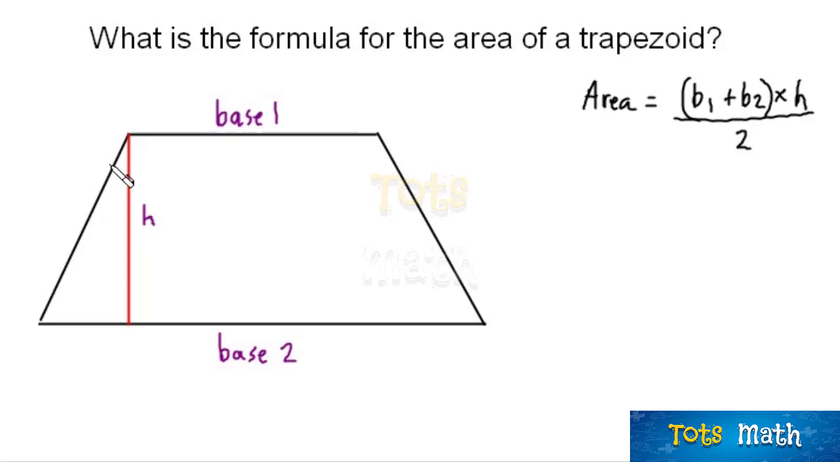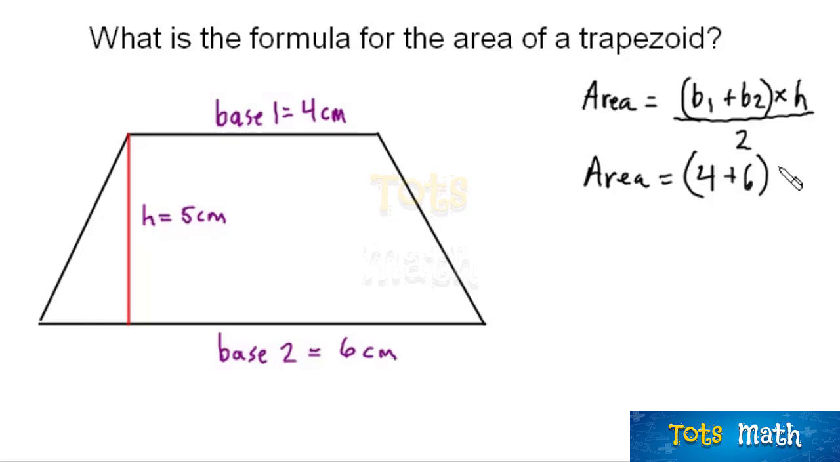So let's add some numbers to our trapezoid. We can say that the longer base is 6 centimeters, and the shorter base is 4 centimeters. And let's say that the height is 5 centimeters. So let's find the area of this trapezoid. So the area would be base 1, which is 4, plus base 2, which is 6, times the height, which is 5, divided by 2.